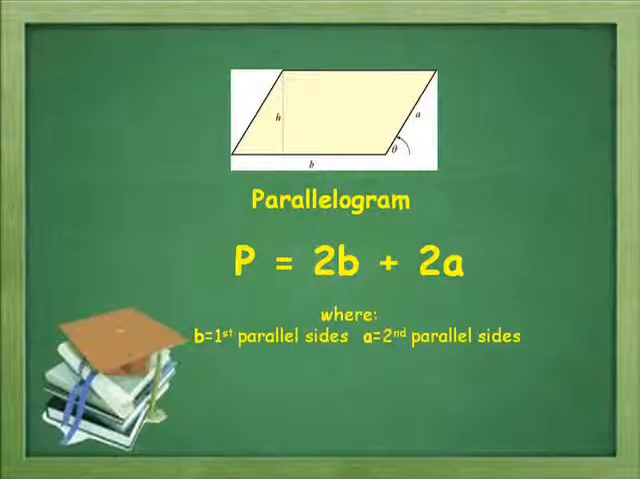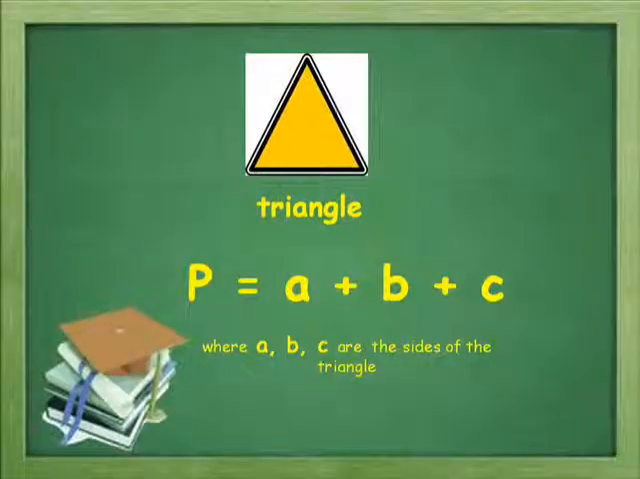Next is parallelogram. To get the perimeter of parallelogram, we're going to use the formula P is equal to 2B plus 2A, where B is the first parallel sides and A is the second parallel sides. Next is triangle. To get the perimeter of triangle, we're going to use the formula P is equal to A plus B plus C, where A, B, and C are the sides of the triangle.